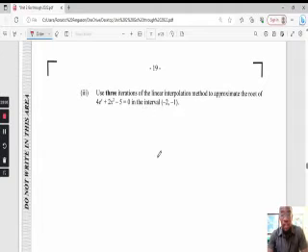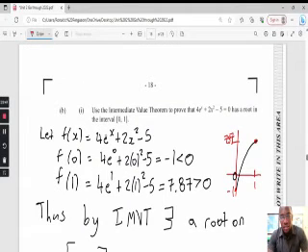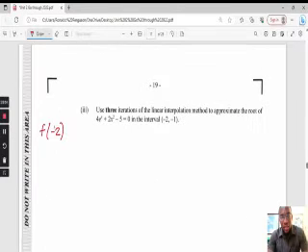The next question says to use the linear interpolation method to approximate the root in this interval. There's another root in between -2 and -1. I need to use linear interpolation. So the first thing I'm going to do is work out f of -2. Remember, I defined the function as f of x. So this is now 4e to the -2 plus 2 times -2, squared, minus 5.